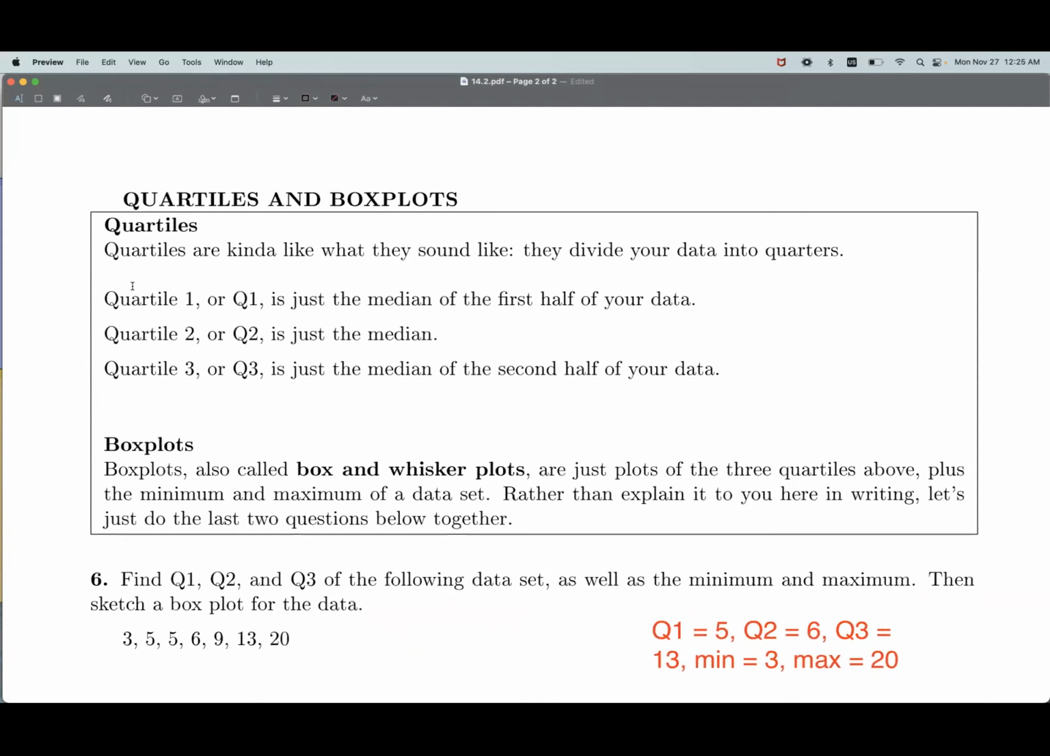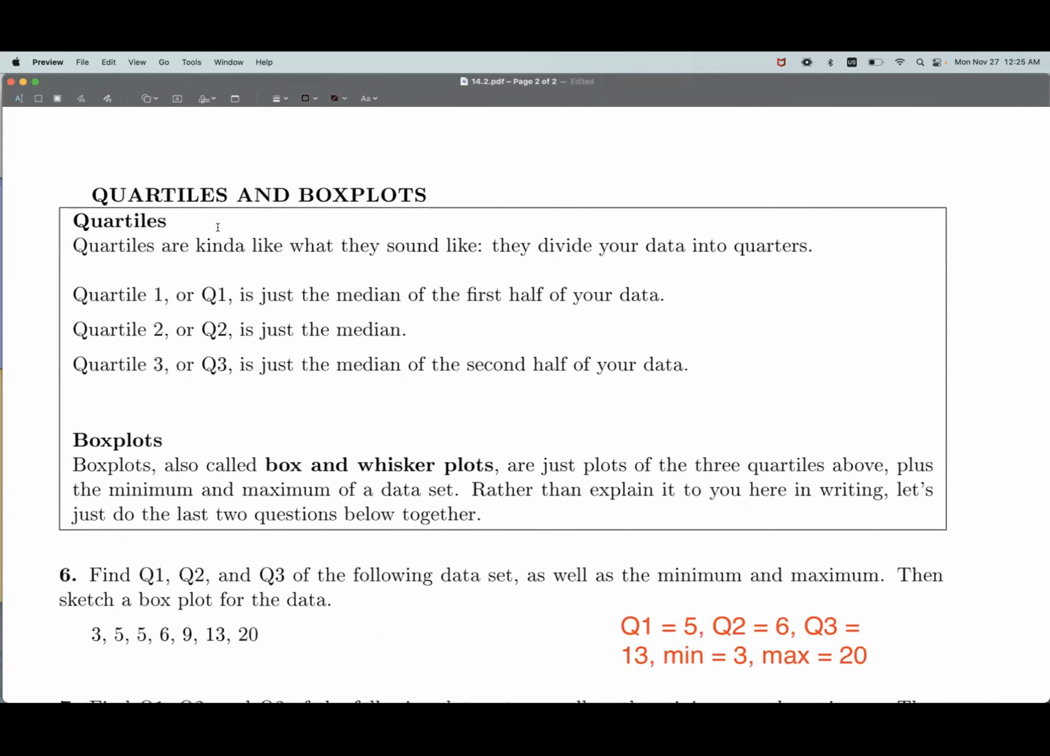We're talking about quartiles and box plots. Box plots are also called box and whisker plots. You might have seen that in your high school or intermediate school. First of all, what are quartiles? Quartiles are kind of like what they sound like. They divide your data into quarters.